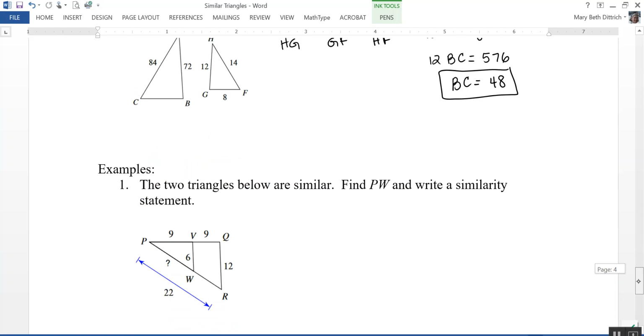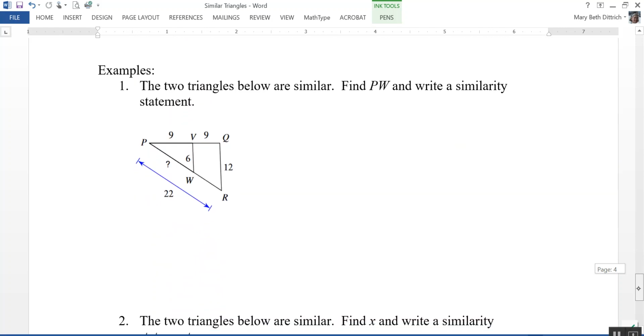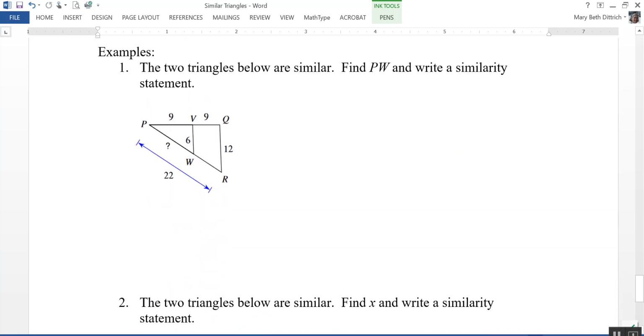Here's a couple more examples. This says the two triangles below are similar. We need to find the length of PW and write a similarity statement. So I'm going to actually do that backwards, and I'm going to write my similarity statement first. Notice that it looks like one triangle, but we have another triangle right inside of there. Notice that angle P is actually a part of both triangles. So I can actually name my triangles here. I can name this triangle PVW, which is going to be similar to, and now I have to do the same thing with the large triangle, PQR.